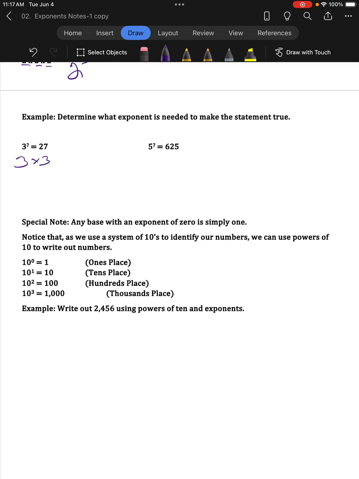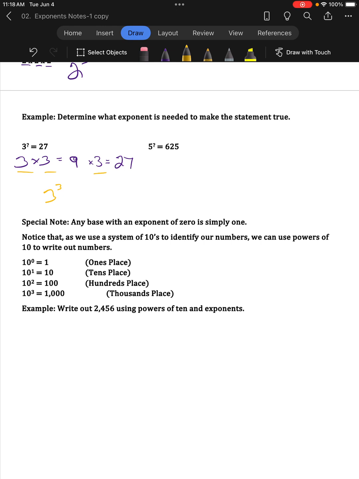Well, we start with 3 times 3. That's always going to be the first step, the base times itself. That is 9, and 9 is not our target. We're looking for 27. So we need to multiply by another 3. 9 times 3 is 27, and that's our target. It took us 1, 2, 3 3's to get there, so 27 is 3 to the 3rd power.